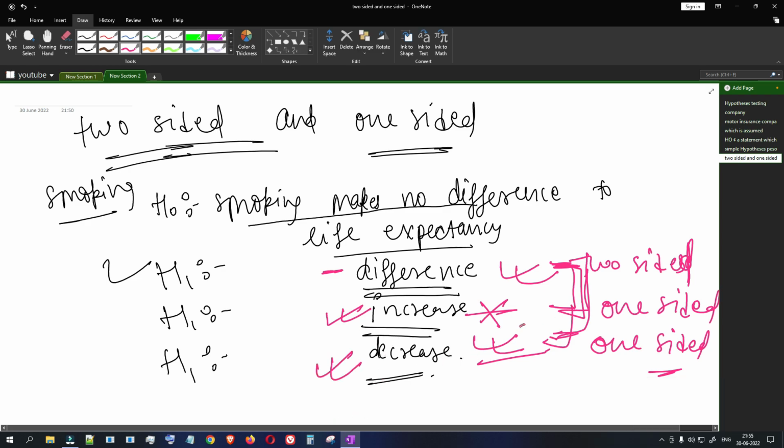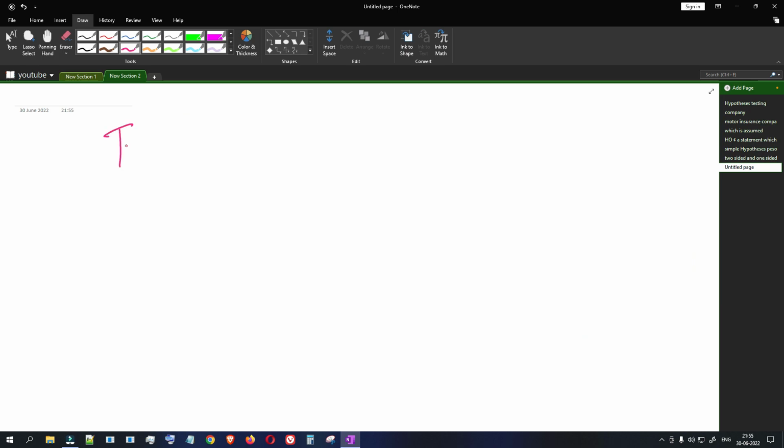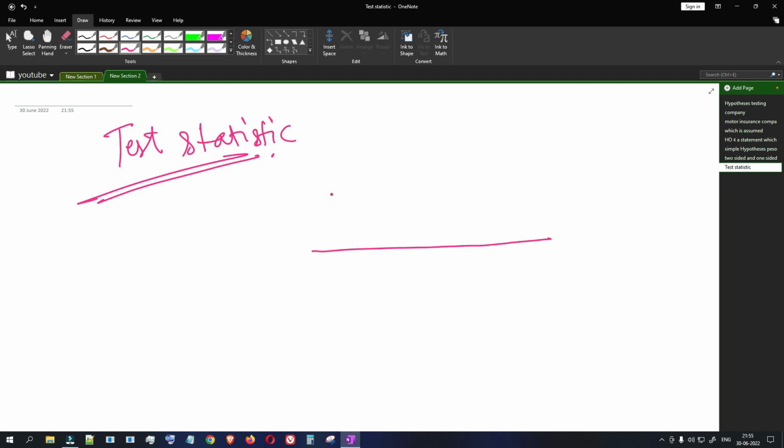Now let's understand a few facts about the test statistic, what that is. So first of all, how do we calculate a test statistic? We would calculate it on the basis of the data given in the question. That is pretty obvious, and we will see it in the question which we will do. So now let's understand a few basic concepts of hypothesis testing.